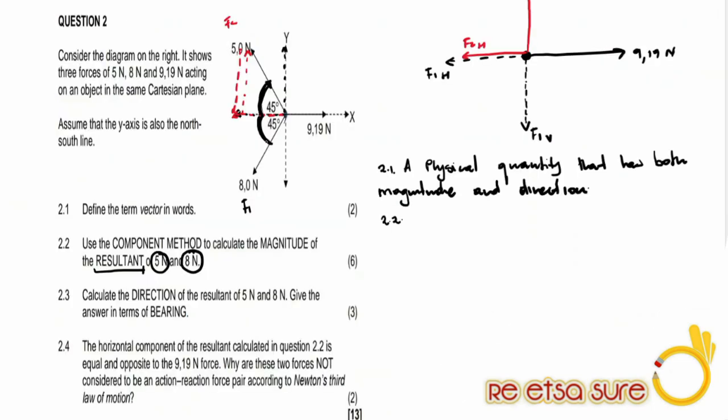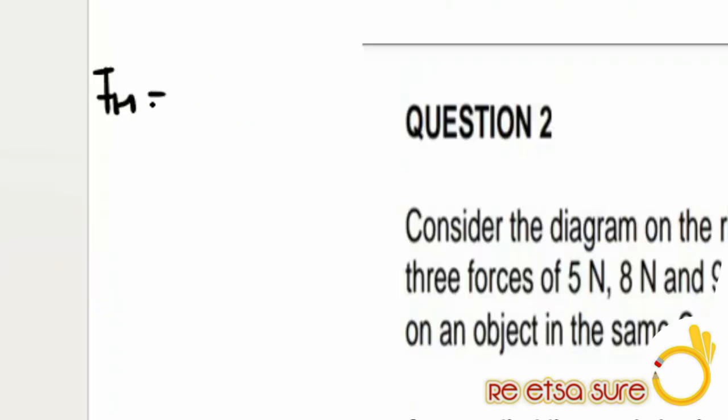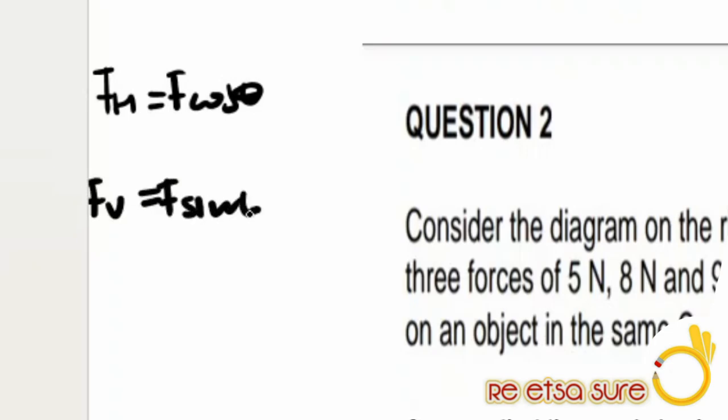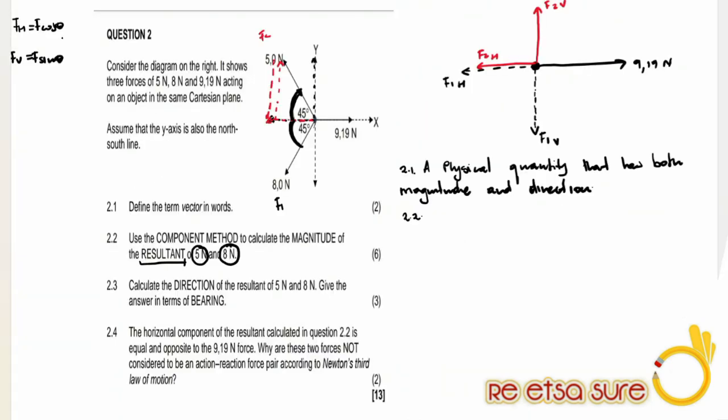The main reason why I am emphasizing that is so my learners can benefit from using these equations. Every time you want to use FH equals F cos theta and FV equals F sin theta, you can always use them, my beautiful learners. But please make sure that when you use these two formulas, your angle is measured from the x-axis.